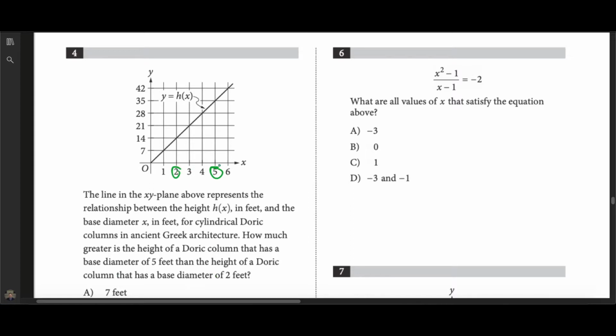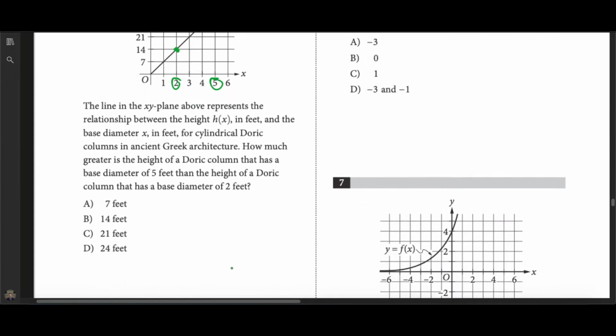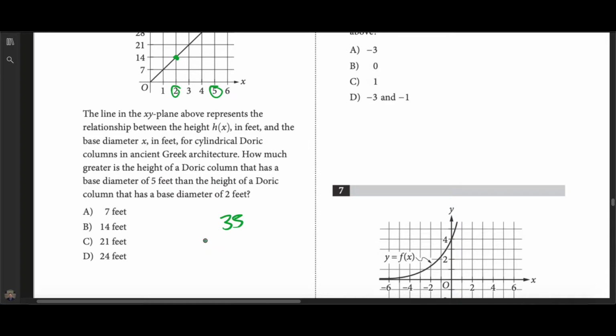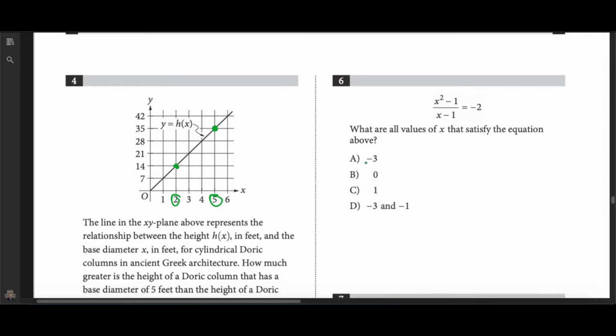So we're comparing these two. Here we have 35 is the height, and 14 is this height. So simply 35 minus 14. That's going to be 1, that's going to be 2. So 21 feet is the answer that you were looking for.